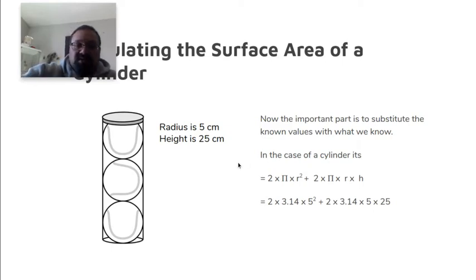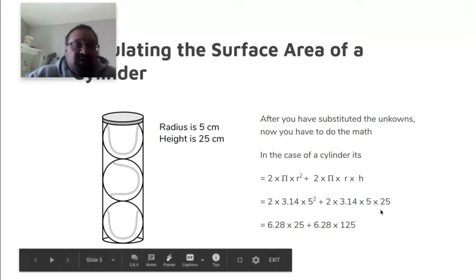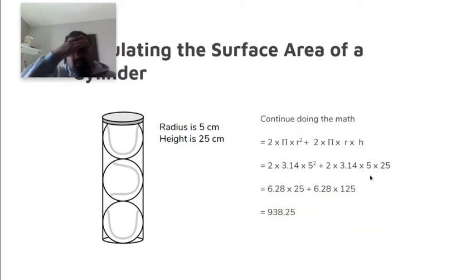Our next step is to actually just do the math. 2 times 3.14 is 6.28, and then 5 squared is going to end up being 25. Then we do the same thing, 2 times 3.14, which is 6.28, and 5 times 25 is 125. Continuing with the math, we do the multiplication, we add them, and we get 938.25.